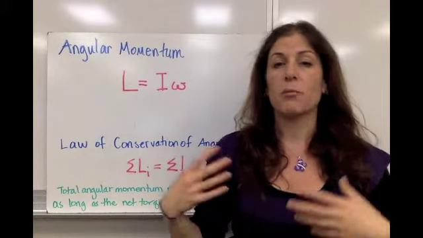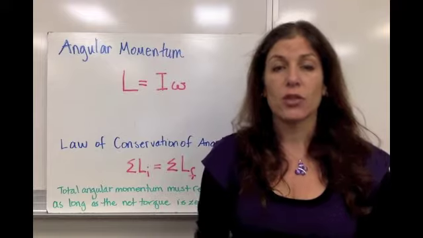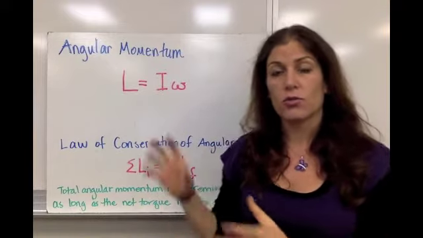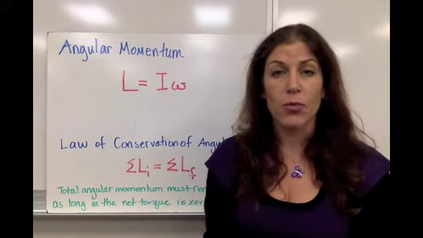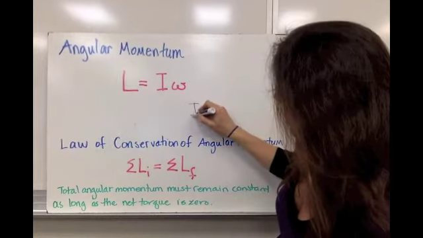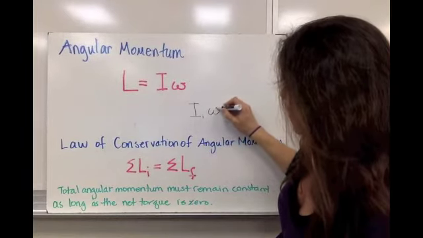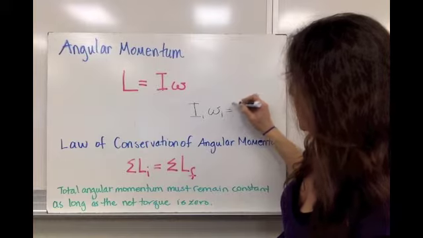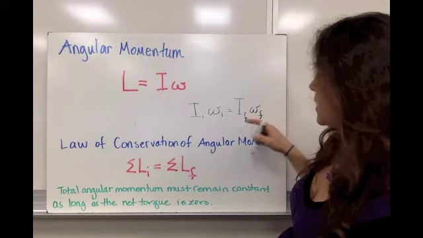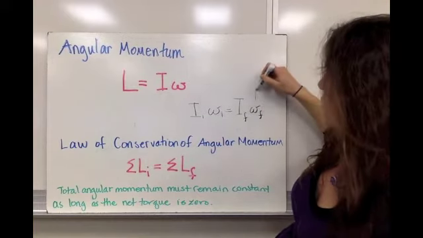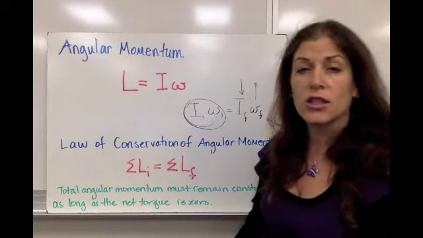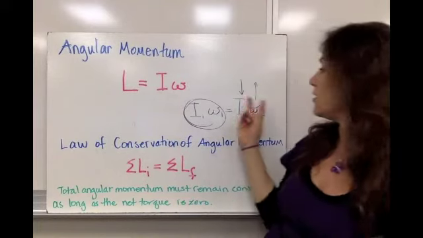So this happens in many situations, and you're going to need to be able to apply this conceptually. We're not going to do any math with it, but you have to understand that when you have your initial inertia times your initial rotational velocity, that has to equal your final inertia times the final rotational velocity. So if this increases, this has to decrease in order to keep this value, the initial, constant. So they're in inverse relationship.